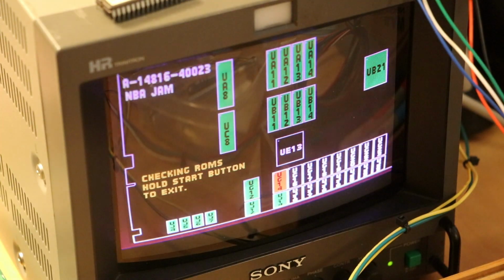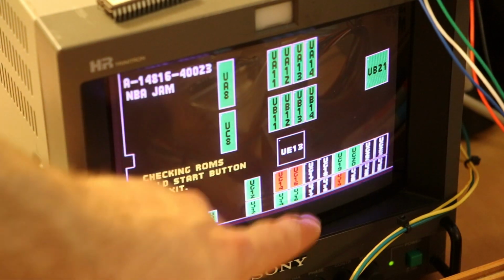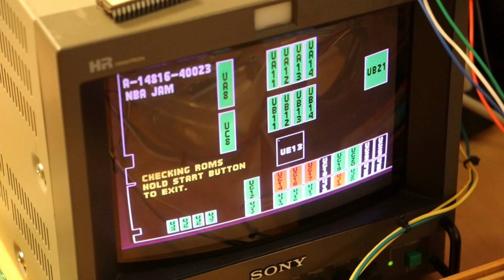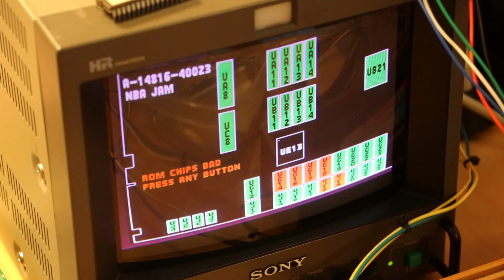It would boot up, it would do the ROM check. And four ROMs in a row would show up bad, and two other ones. So six total of the EPROMs were showing up bad on the test screen when the board boots up. So not good. Once the game did start though, it would boot, and you could actually play it.